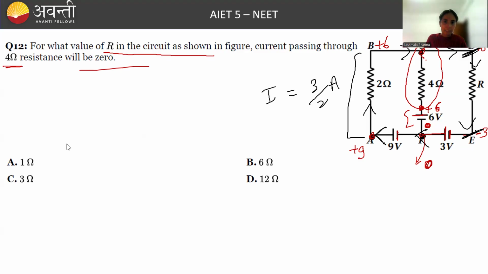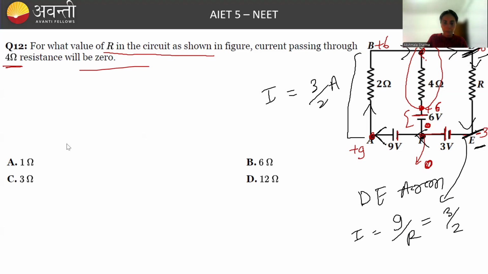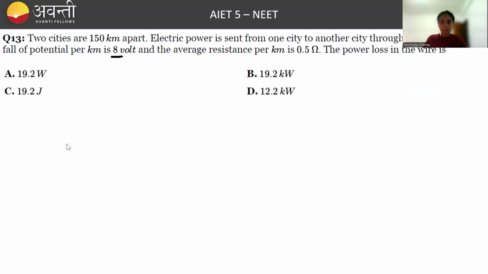And if we calculate the current over here, this is plus 6 volt, this is minus 3. The potential difference here in the DE arm is what do you see? 9 volt. The current I will be 9 by R, and this is equal to 3 by 2. So if we go on to calculate this, R will become how much? 6 ohm. So the correct answer will be 6 ohm. Okay? Let's go. Now let's do this question.